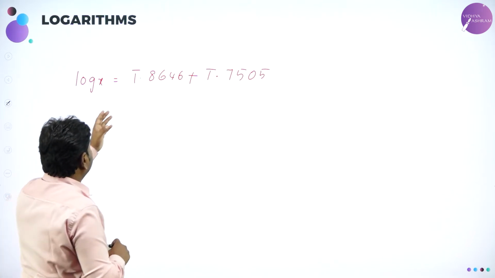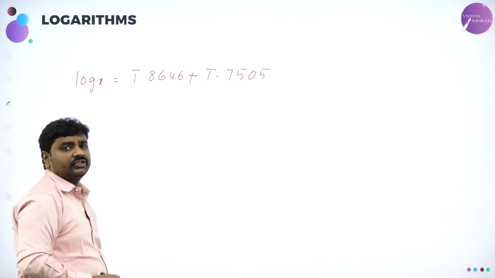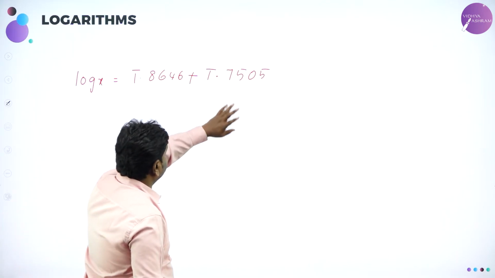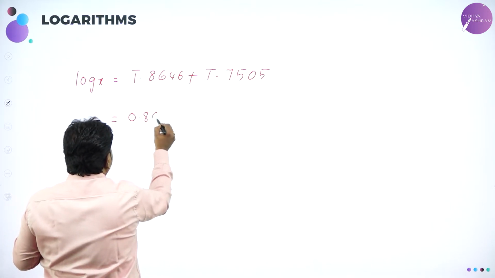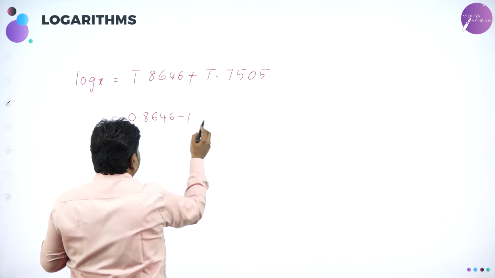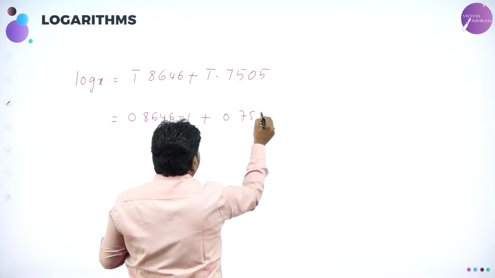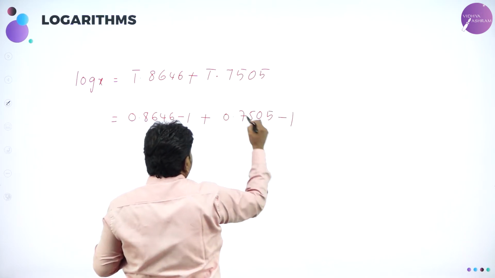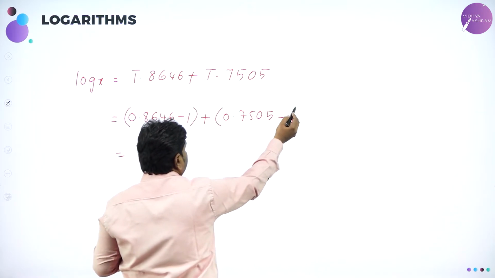Okay. Now, log x is equal to, we have bar 1.8646. 8646 plus bar 1 point this. Now bar 1 means what? 0.8646 minus 1 plus this is what? 0.7505 minus 1. Bar 1 means from this decimal you remove 1. So both will get negative values and add that negative values.